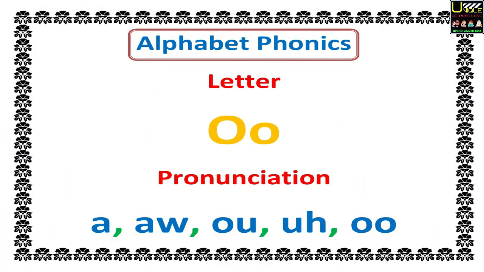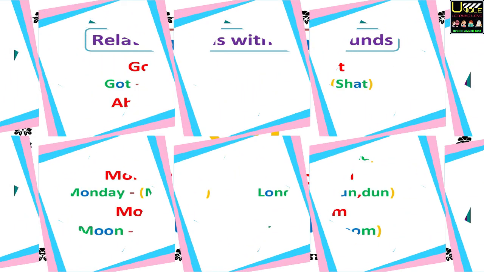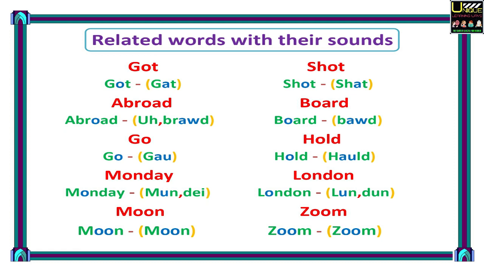Alphabet phonics. Letter O. Pronunciation. Here you can see O can be pronounced in 5 ways: A, O, oo. Related words with their sounds. First we talk about the first sound of O, that is A.